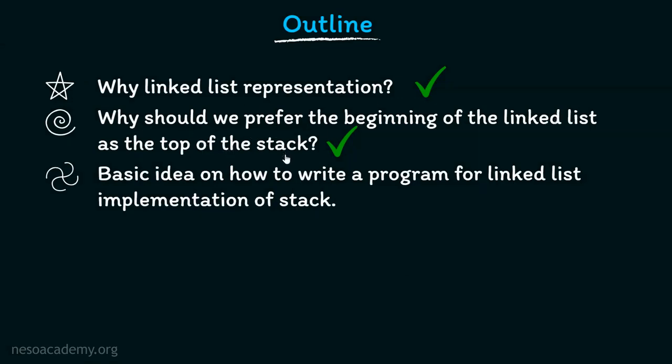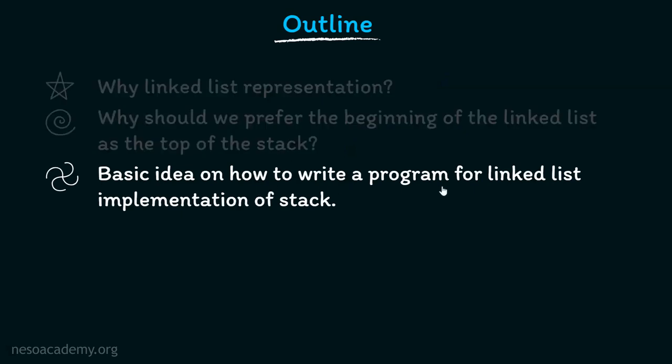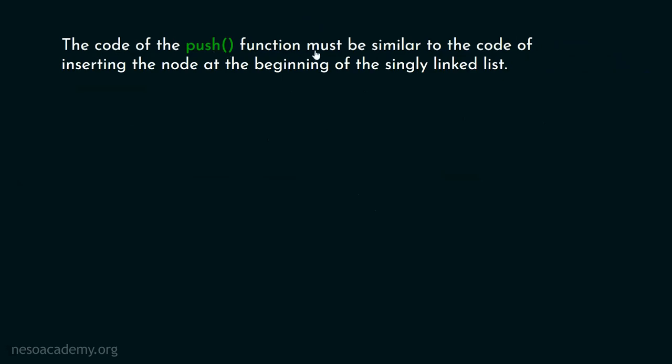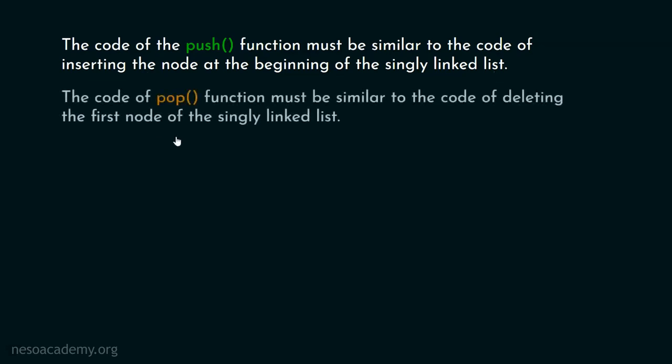Now we have got the idea why we should prefer the beginning of the linked list as the top of the stack. Now let's see the basic idea on how to write a program for linked list implementation of stack. The code of the push function must be similar to the code of inserting the node at the beginning of the singly linked list. And similarly, the code of the pop function must be similar to the code of deleting the first node of the singly linked list. I hope this is clear, right? We are already aware about this.